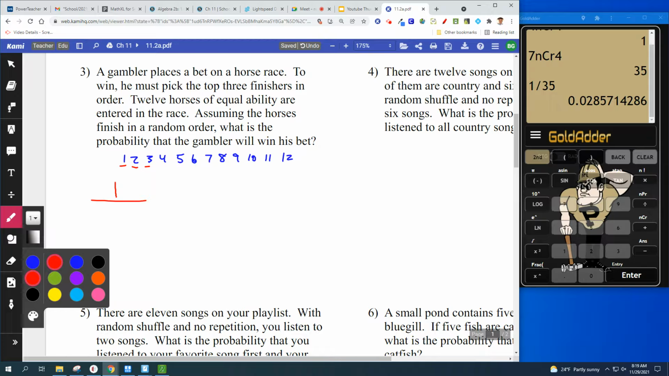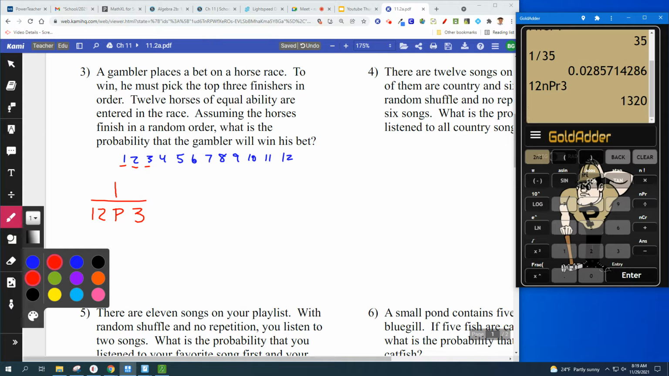But there are a lot of ways of picking any 3 horses in order. And so the bottom of this fraction is we've got to pick 3 out of 12 and put them in order. So it's a group out of a group, 3 out of 12, and order matters, which makes it a permutation this time, not a combination. So 12P3 is 1320. That means this fraction is 1 over 1320.